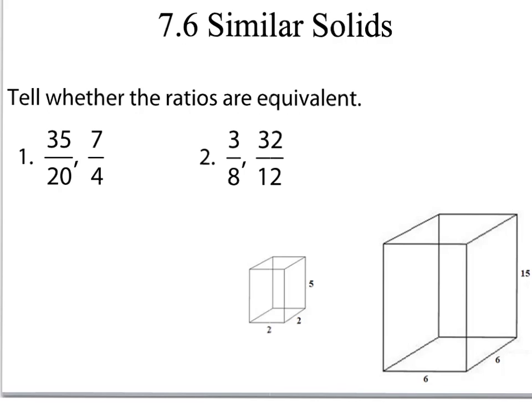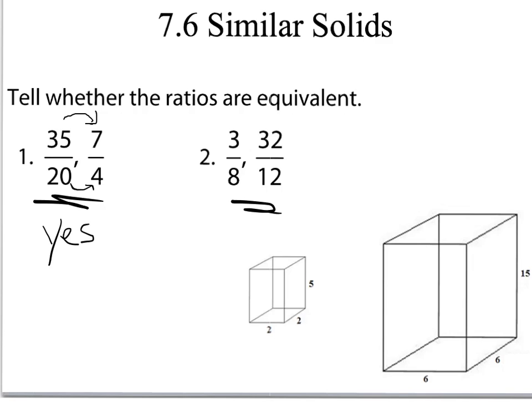Alright, last section of Chapter 7, 7.6. We're going to be looking at similar solids. Just a quick review, if you remember this from earlier in the year, looking at ratios and being able to tell if they're equivalent to each other. Easiest way for this one, 35 divided by 5 gets me 7 here. 20 divided by 5 gets me 4. So yes, those two are equivalent.